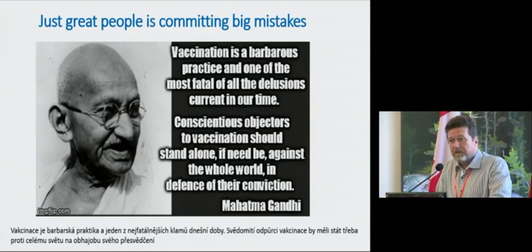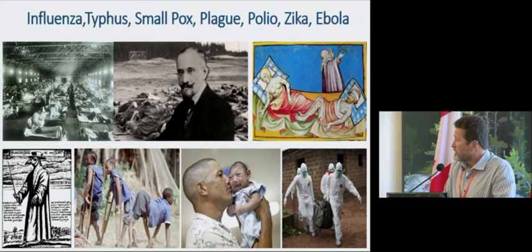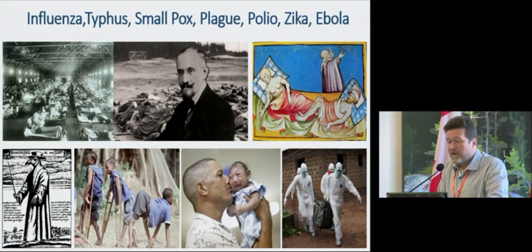The big opponent of vaccination was Gandhi, and it's an example that even great people can commit big mistakes. I think it's my opinion. Because still we are not free of dangerous infectious diseases. We can go back to the 1920s, influenza, First World War typhus, medieval plague, and still in some countries polio, now Zika and Ebola. So there are big challenges for new vaccine development.